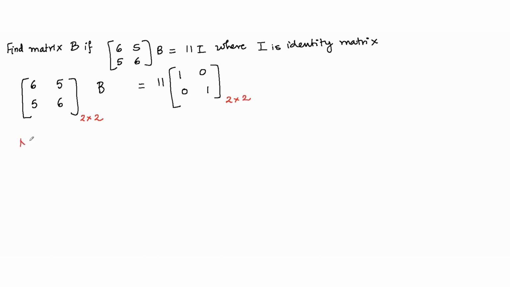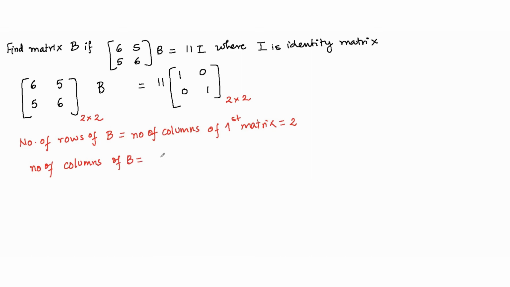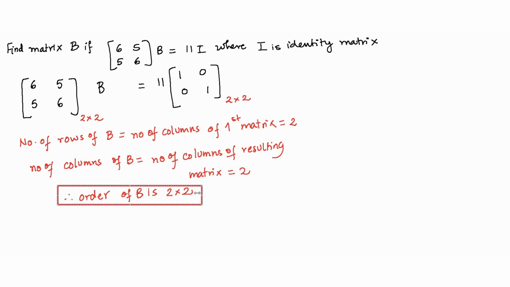So I can say that again, I can write number of rows of B should be equal to the number of columns of the first matrix, and that should be equal to 2. And similarly, the number of columns of B should be the number of columns of the resulting matrix, right? And that should also be equal to 2. Therefore, the order of B is 2 by 2. So this is one very important conclusion. And order of B is 2 by 2.